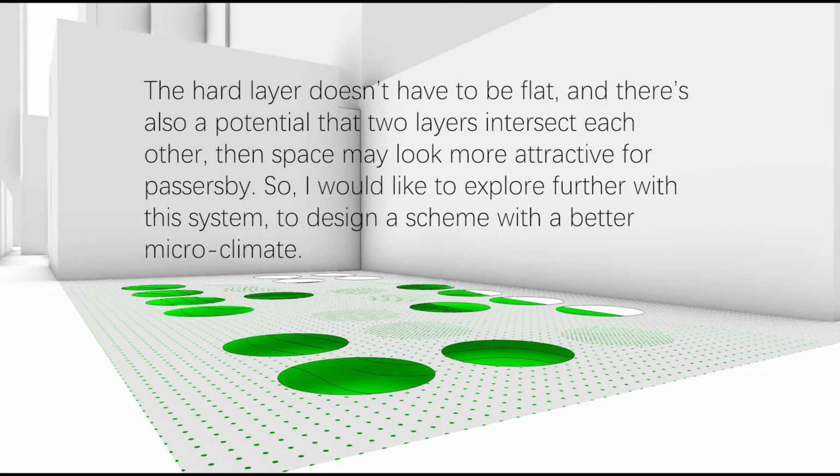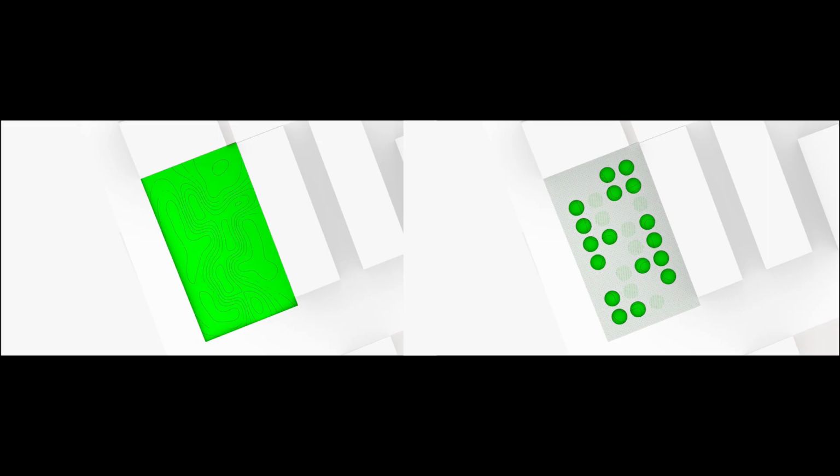The hard layer doesn't have to be flat, and there is also a potential that two layers intersect each other, then space may look more attractive for passers-by. So I would like to explore further with this system to design a scheme with a better microclimate.